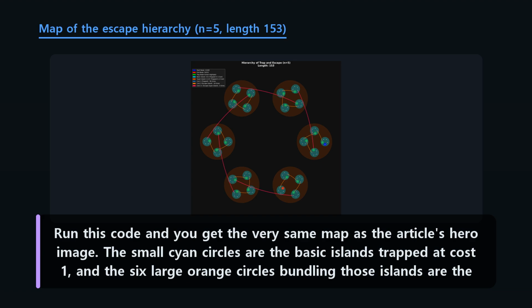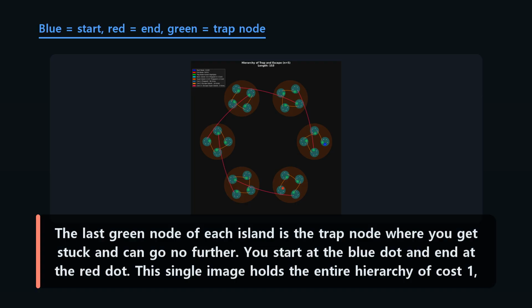The small cyan circles are the basic islands trapped at cost 1, and the 6 large orange circles bundling those islands are the super islands. The last green node of each island is the trap node where you get stuck and can go no further. You start at the blue dot and end at the red dot. This single image holds the entire hierarchy of costs 1, 2, and 3.